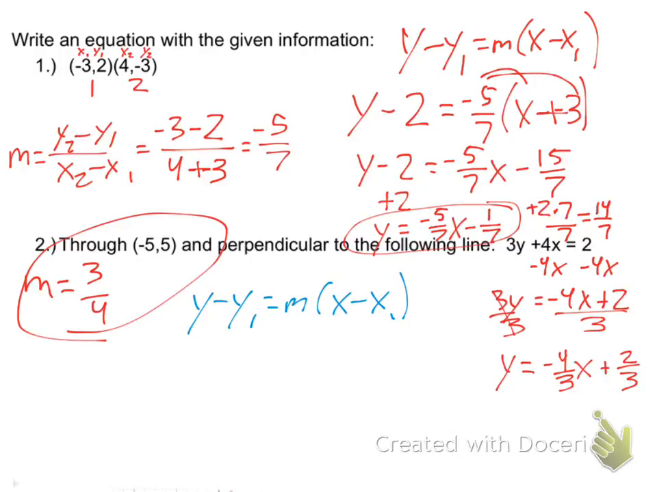What's x1, y1? X1 is the negative 5, and then the y1 is the 5. Slope is the 3 over 4. So y minus 5 equals 3 over 4 x plus 5. Can we make that leap, guys? Yeah, because it's a minus and a minus, and you know that it's plus.